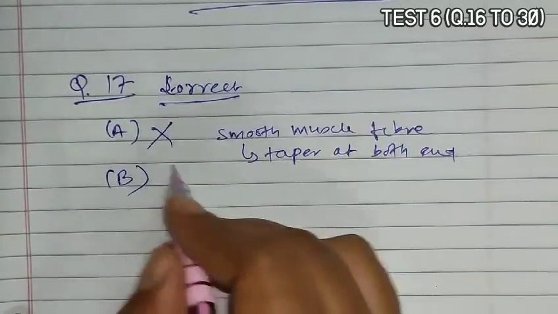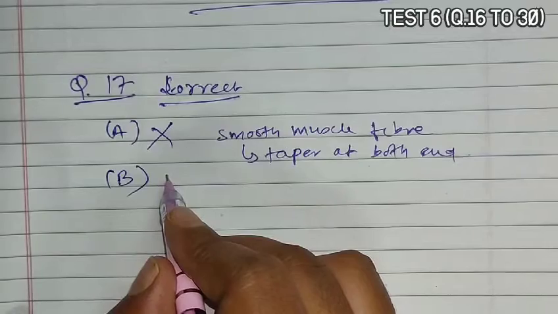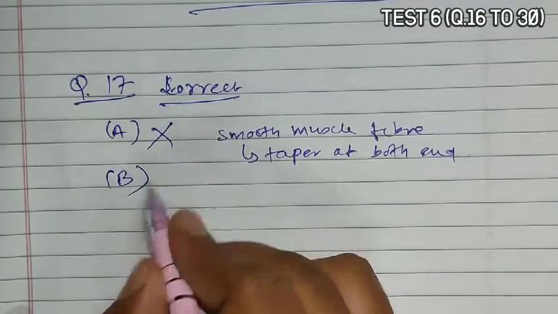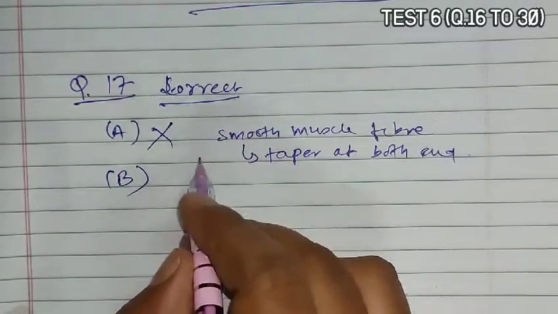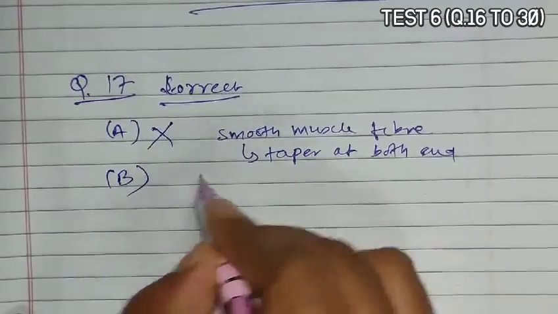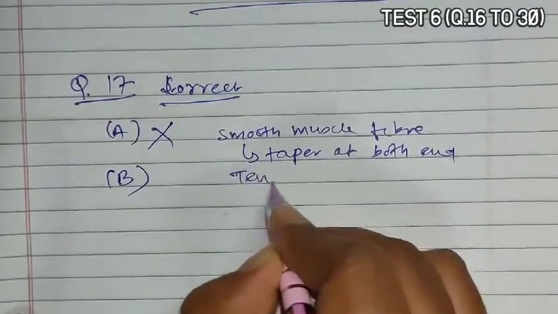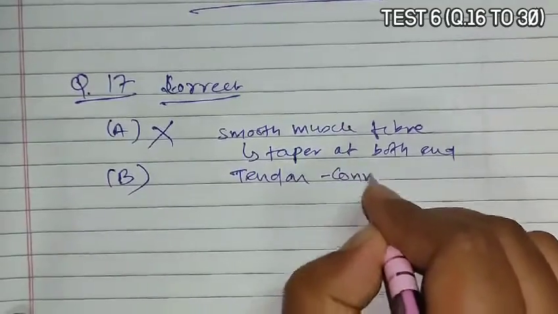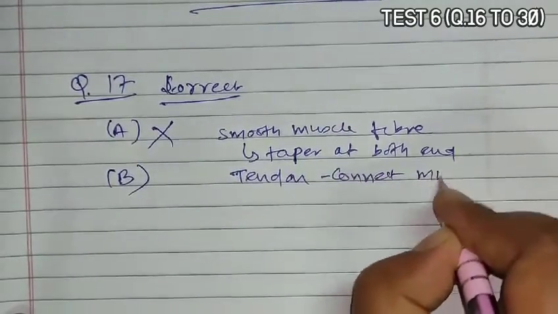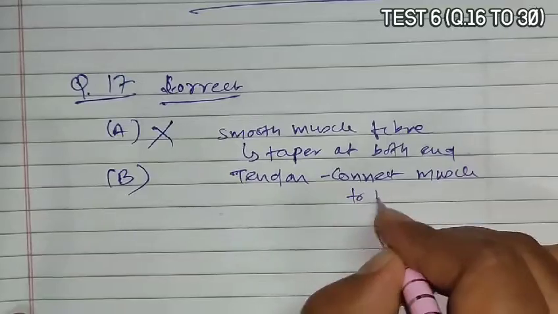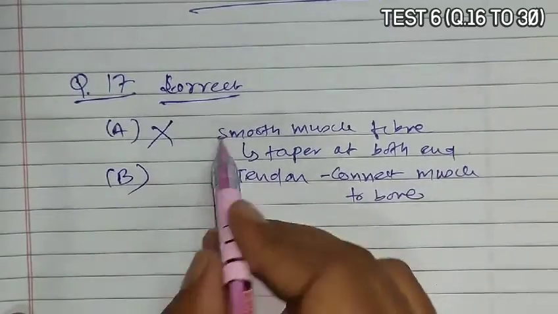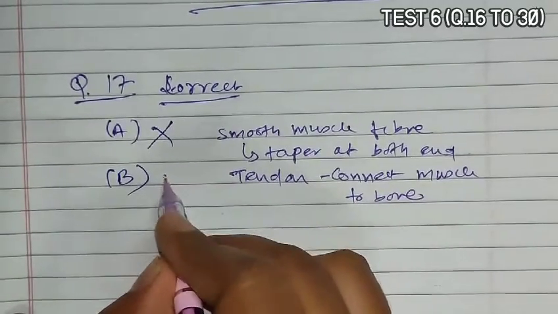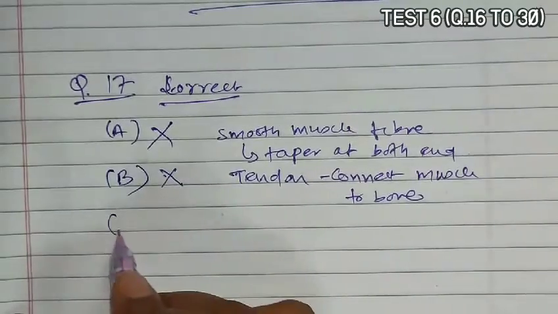Statement B says smooth muscle is closely attached to skeletal. Smooth muscle is not found connecting to skeletal. Tendons are found to connect muscle to bone. So that is wrongly matched.